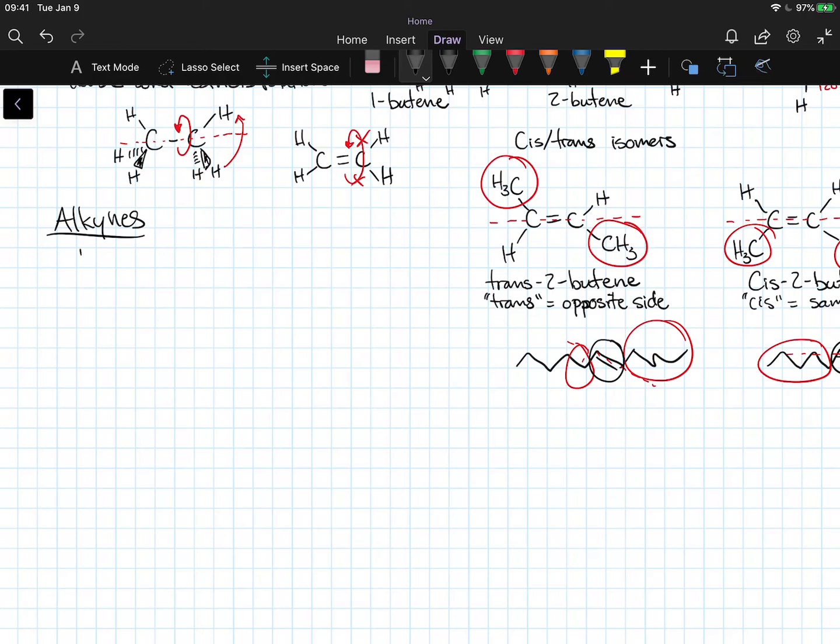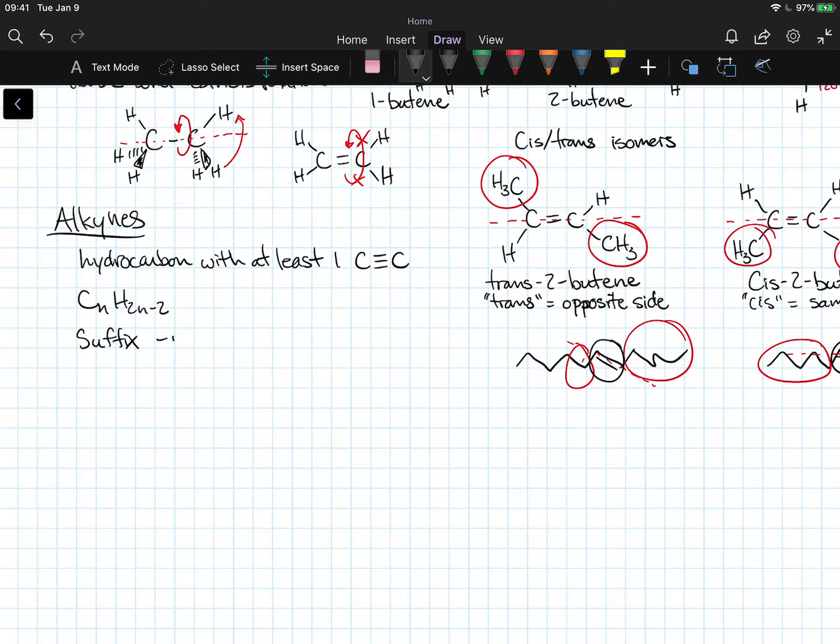So an alkyne is a hydrocarbon with at least one triple bond. So that's a carbon-carbon triple bond. And this has the generic formula. Again, we're taking away another two hydrogens from this molecule. So this is CnH2n minus 2.